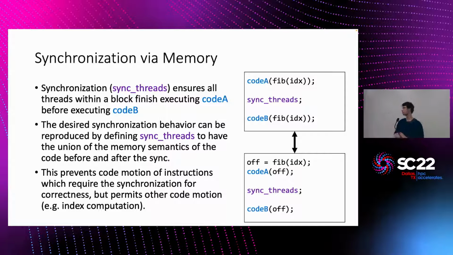The other thing that we're able to do here is, especially in the context of GPU programs, but this also generally applies to other sorts of parallel programs, it's important to have the notion of some sort of synchronization. On this code here on the right, we see code A, sync threads, code B. The semantics of this means that all of the threads have to finish executing code A before any individual thread within the block can execute code B.